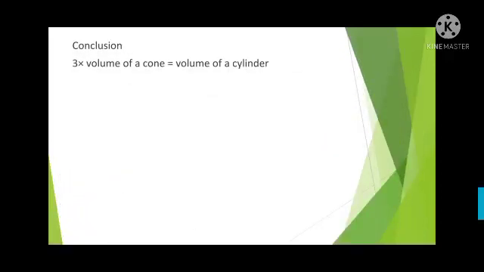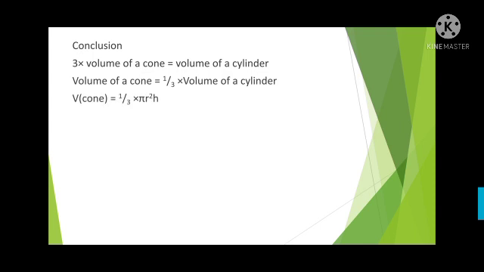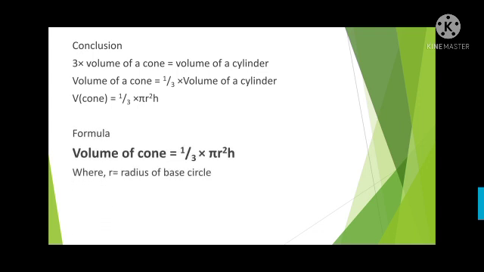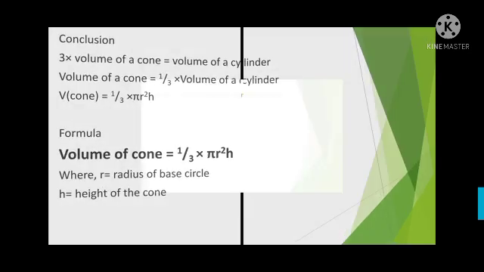Here is the conclusion. So 3 times the volume of cone is the volume of cylinder, if we have the same height and radius. So volume of cone is 1/3 the volume of cylinder. Now for the volume of cylinder, we have the formula pi r square h. We substitute that, V of cone is equal to 1/3 pi r square h, where V is volume, r is the radius of the base circle, and h is the height of the cone.